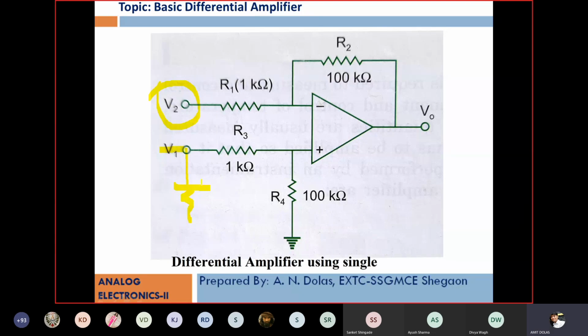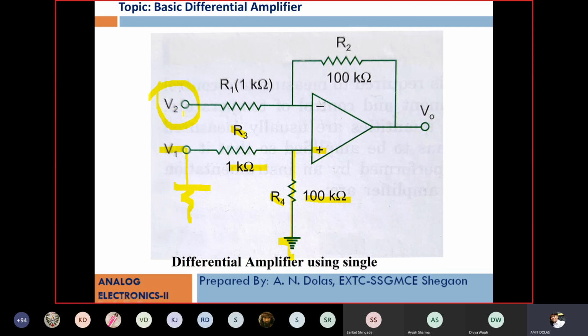Now you can see whenever V1 is 0, that is ground, then R3 comes in parallel with R4. Of course, there will be a parallel combination of 100K and 1K. The effective value will be near 1K. So there will be only a single resistance with respect to ground. So the non-inverting terminal is grounded, we can say here.